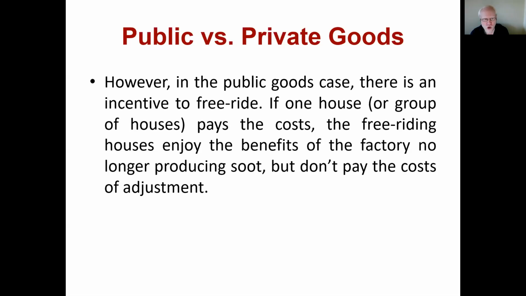So if one house or group of houses pays the cost, the free-riding house enjoys the benefit of the factory no longer producing soot, but doesn't pay the cost of adjustment. So say there's 20 houses, and ideally they'd be dividing up the cost equally. But one of the houses decides, well, these other houses really, really don't like this, so they're going to be paying anyways. So why don't I say I don't have the money to do so? I still get the benefit, right? Because they're not going to tell the factory, okay, you can only change to a clean system, but you just target that one house because they didn't pay.